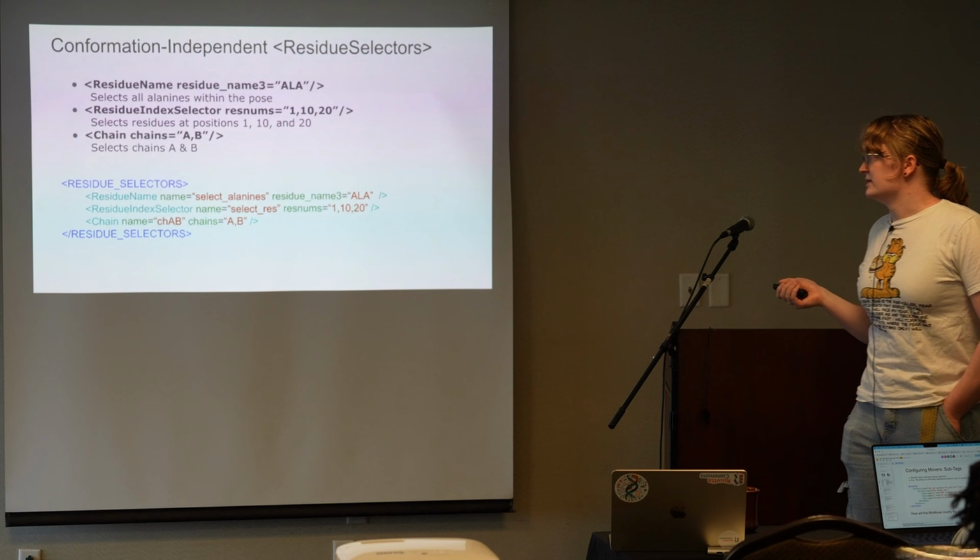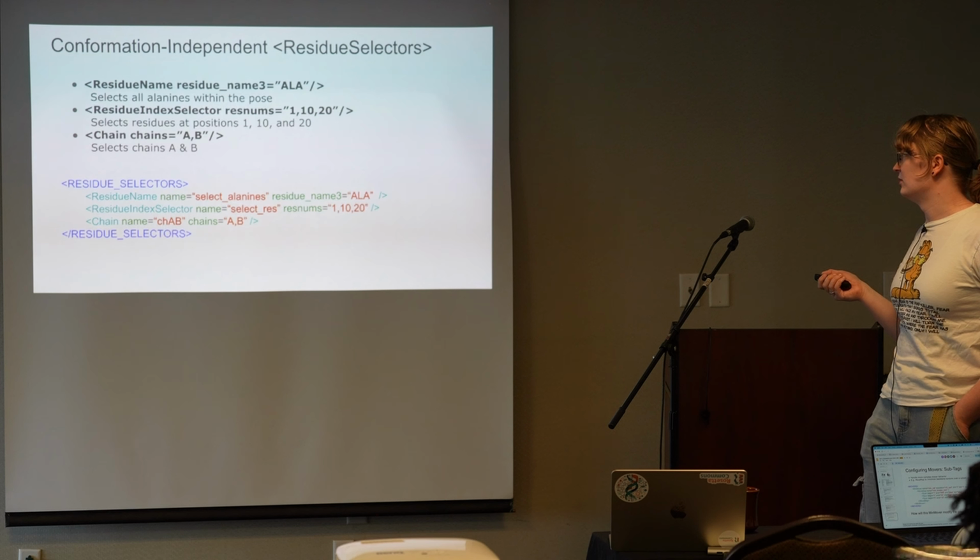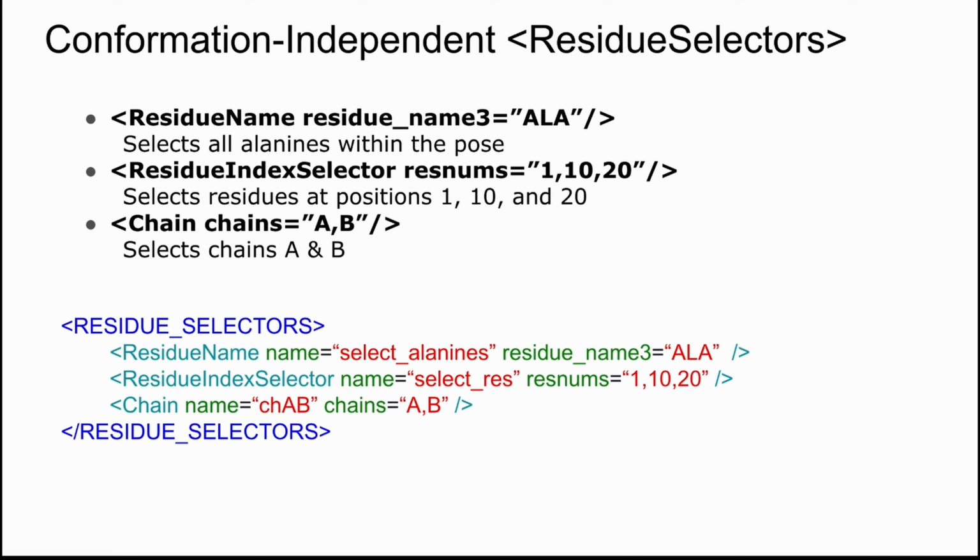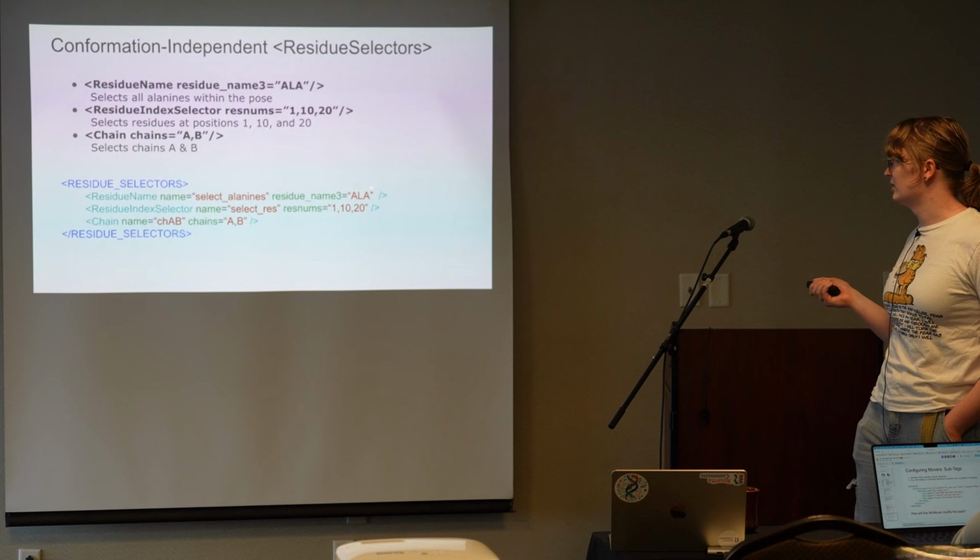To go over some of the examples, if I just want to get all of the alanines, going by residue identity, you can do that by giving the 3-letter code, and it will select all the alanines within the pose. You can go just by numbers, so resnums 1, 10, 20, and it'll just select 1, 10, 20. You can also give it a range to get 1 through 10, 10 through 20. And then you can also go by chains, so A or B. And this is what they actually look like in the XML.